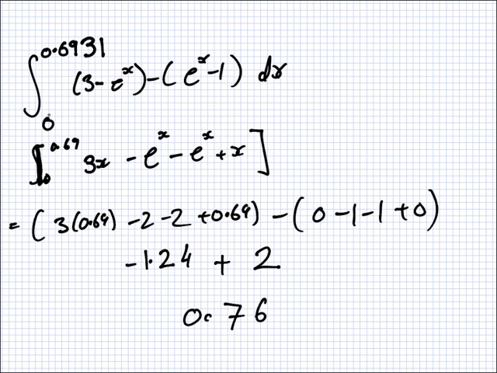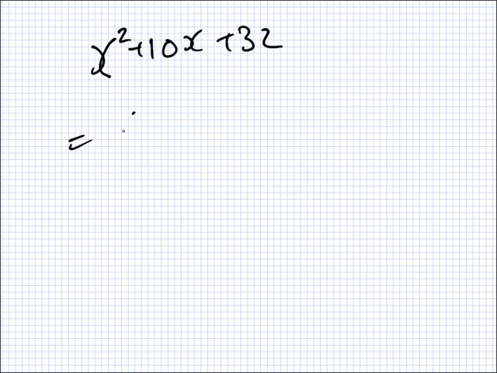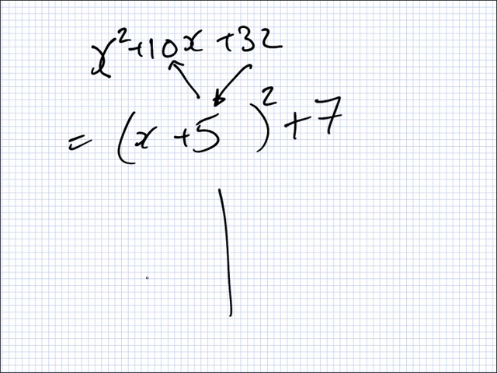Yeah, let's have a look. It'll only take a second. x squared plus 10x plus 32. So, how do I get the a? It's half of the 10, so 5, so that's 5 squared. And then you do 32 minus the square of 5, 25. 7. And where is the vertex here?